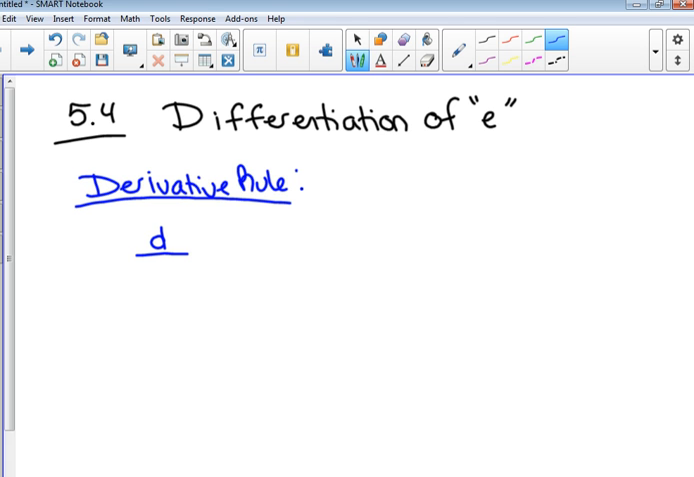Okay, so part of the derivative of e to the x is really easy. If you take the derivative of e to the x, it just stays e to the x. The derivative is itself, which is really nice. But it gets a little more complicated if you have something besides just x there. If we have e to the x plus 3 or e to the x squared, what we have to do is apply this part of the rule.